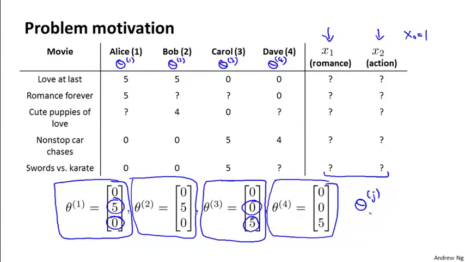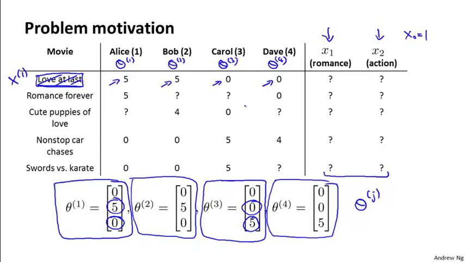If we can get these parameters theta from our users, then it turns out that it becomes possible to try to infer what are the values of x1 and x2 for each movie. Let's look at an example. Let's look at movie 1. That movie 1 has associated with it a feature vector x1. And this movie is called Love at Last, but let's ignore that. So let's pretend we don't know what this movie is about, right? So let's ignore the title of this movie. All we know is that Alice loved this movie, Bob loved this movie, Carol and Dave hated this movie.